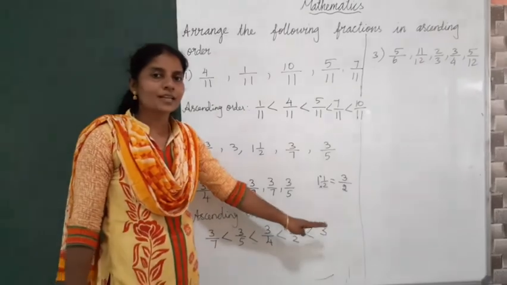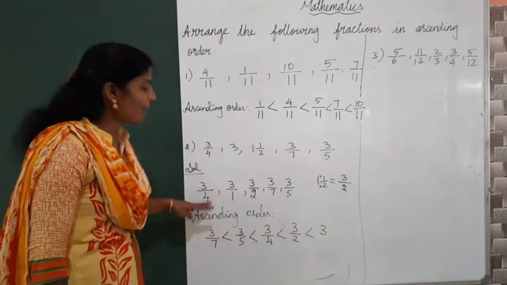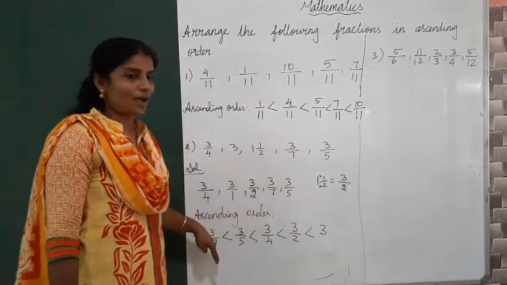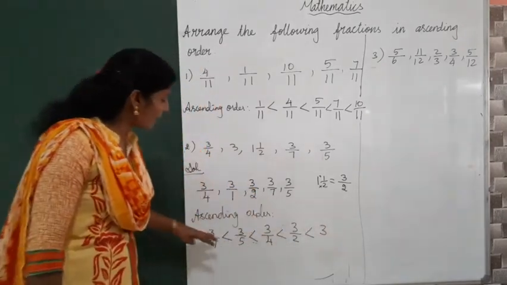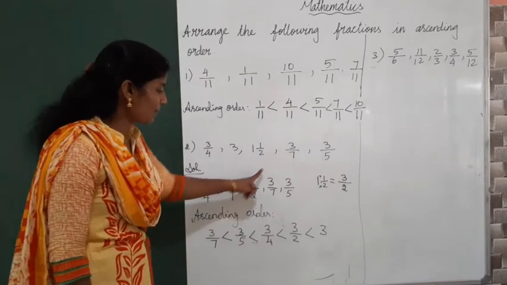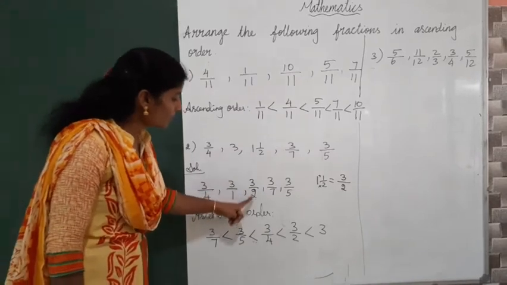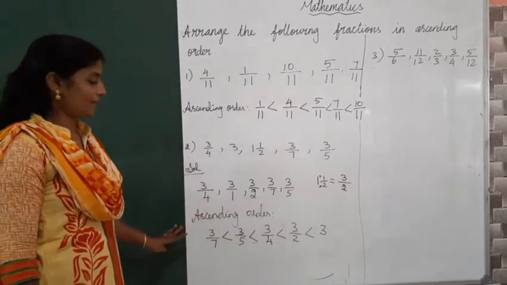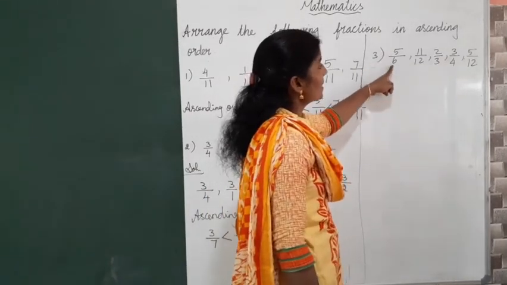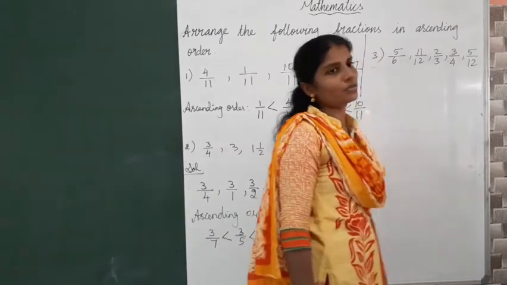Are you clear? Understand? Here same numerator means we can compare the denominators: which is small, that is greater, and which is greater, that is small. Small to big we can arrange for ascending order. So the smallest number is 3 by 7. Next 3 by 5, 3 by 4, 3 by 2 and 3 by 1. Clear? Okay. Now third question: 5 by 6, 11 by 12, 2 by 3, 3 by 4, 5 by 12.